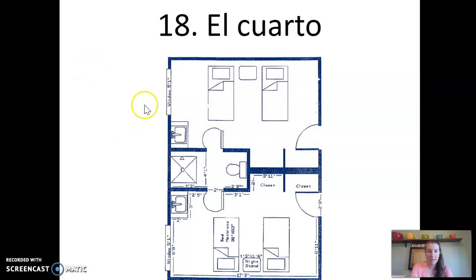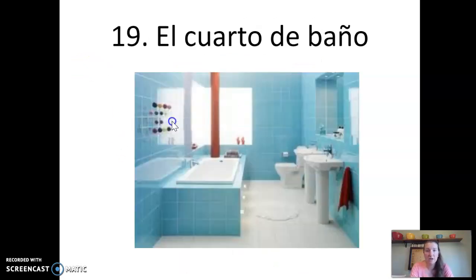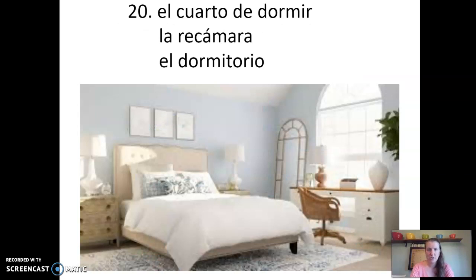So this is like a floor plan of a house. Just the word for room in general is el cuarto. El cuarto de baño, baño means bath. This is the bathroom. A lot of times they just shorten it and say el baño, like that's what we do in school. All right, you have three words for bedroom.